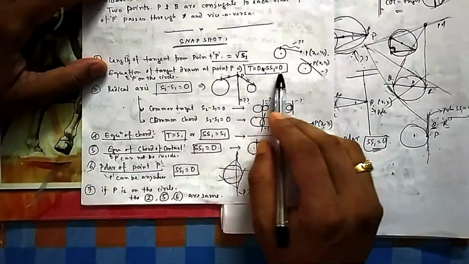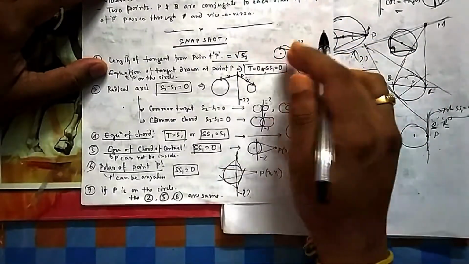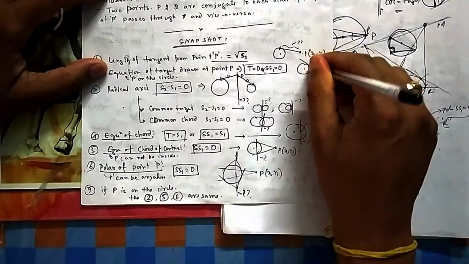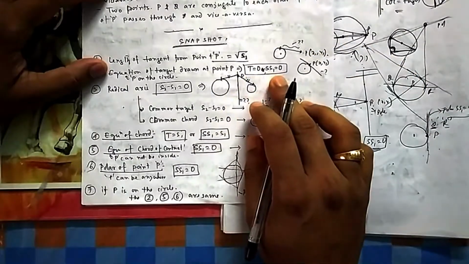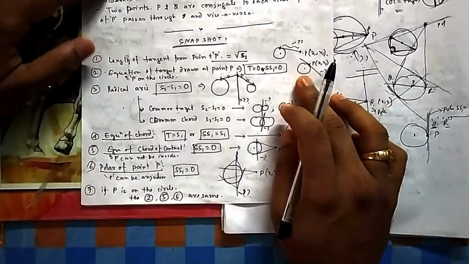Okay. The equation of tangent drawn at this point P. Here you can see P was outside for the length, but here it is on the circle. You want to find the tangent at this point, then it is T equal to 0 or SS1 equal to 0. Here P is on the circle only. It cannot go outside anywhere.